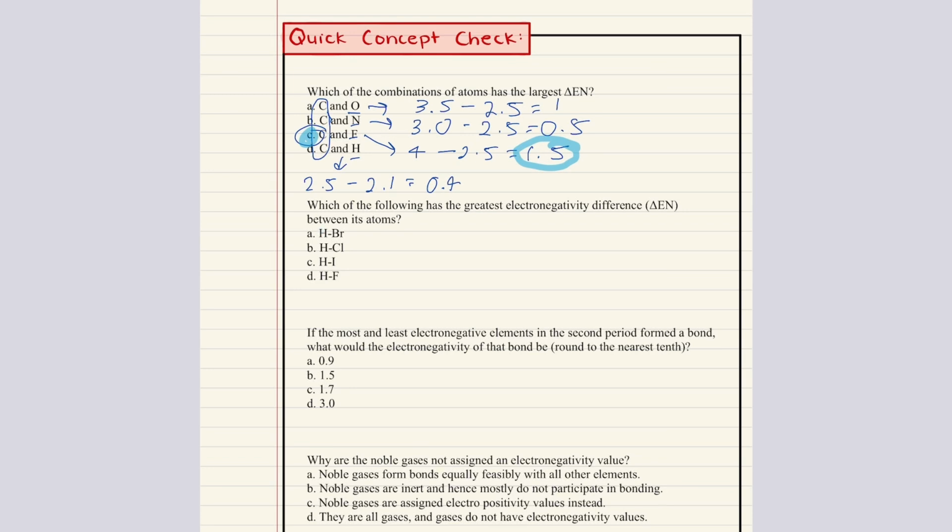The second problem says, which of the following has the greatest electronegativity difference between its atoms? We notice that it's all hydrogens bonded with different halogens. And again, all we have to do here is recall that fluorine is the most electronegative element. So the difference between the electronegativity value for hydrogen and fluorine is going to be the greatest here. So the correct answer is D. And you can go ahead and calculate it to see for yourself.